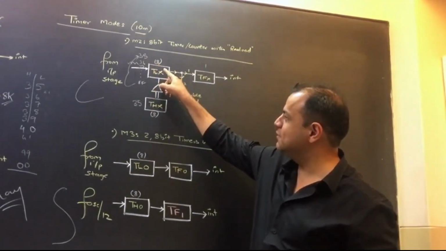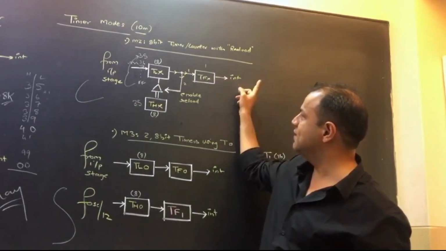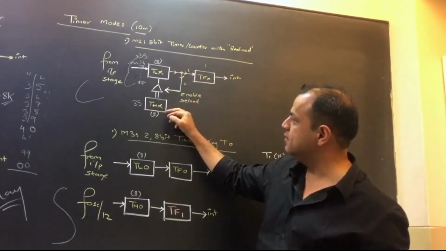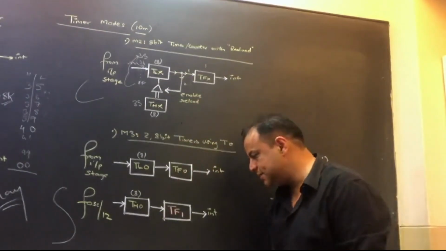On every pulse, TLX will increment. When it overflows, 2 things will happen. First, it will make the overflow flag 1 and send an interrupt. Secondly, it will enable a reload, which will copy back the value of THX into TLX and start all over again. Tell me, did you understand this?